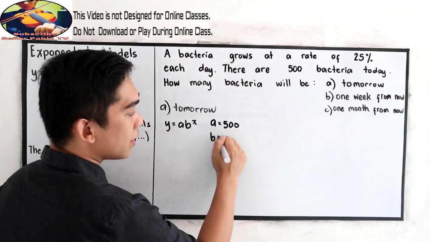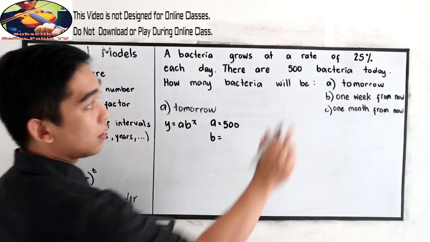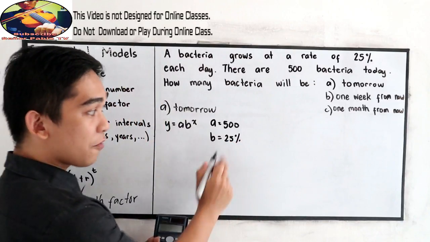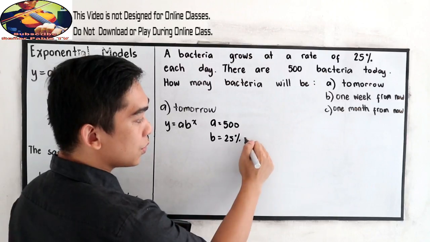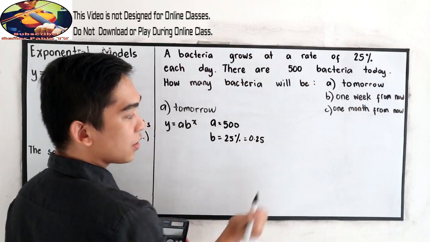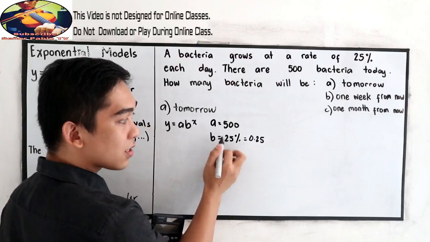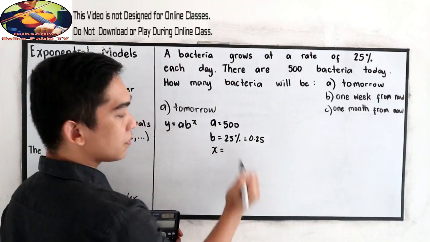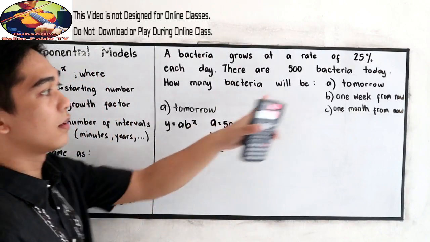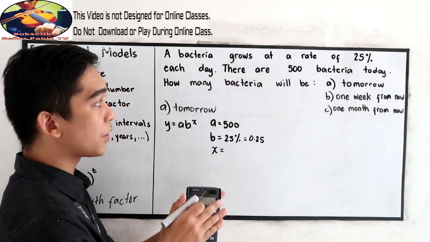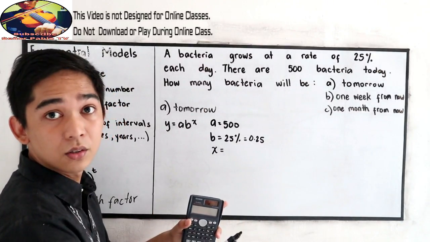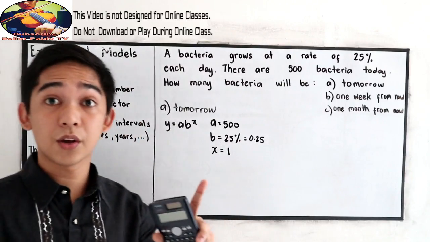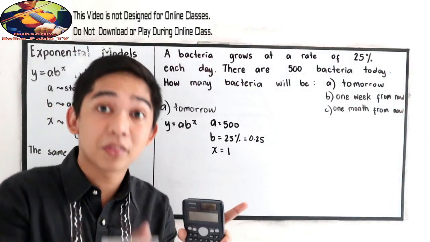B is our growth factor. Our rate is 25%. 25% in decimal is equal to 0.25. Just move the decimal places twice to the left. And our x is our time. So we're looking for the number of bacteria tomorrow, so we're just looking for one day. How many bacteria tomorrow?